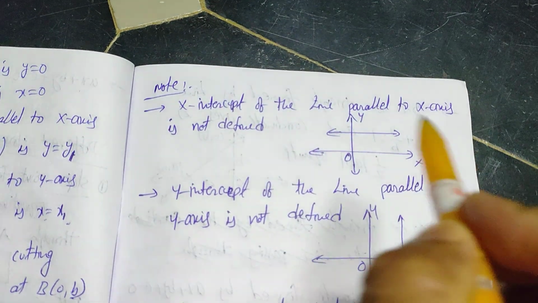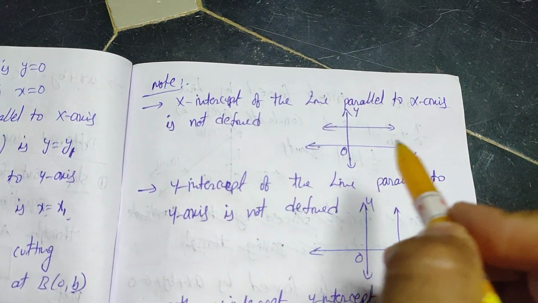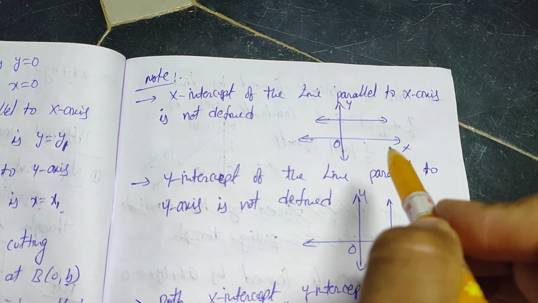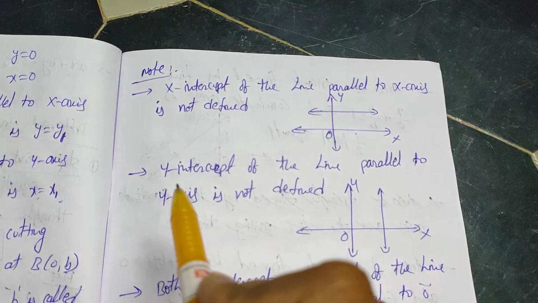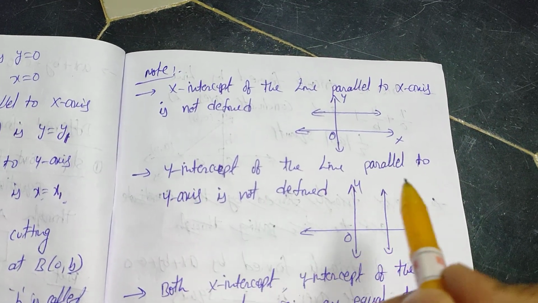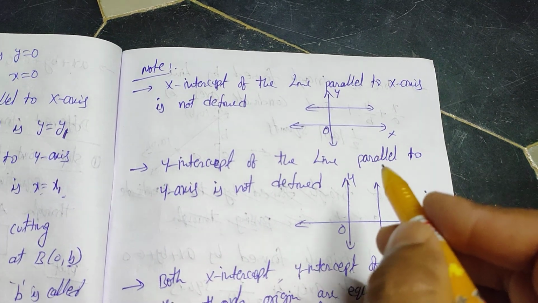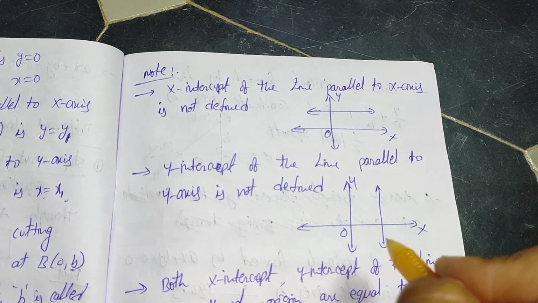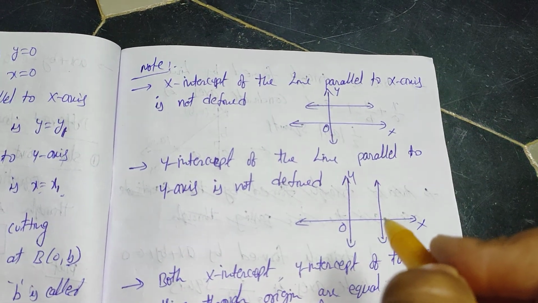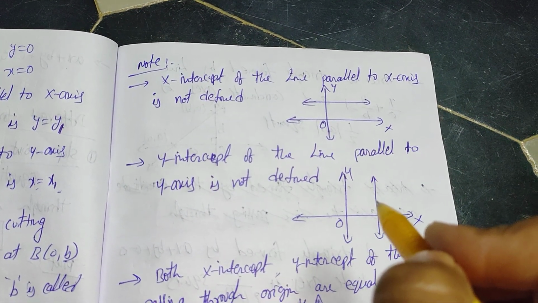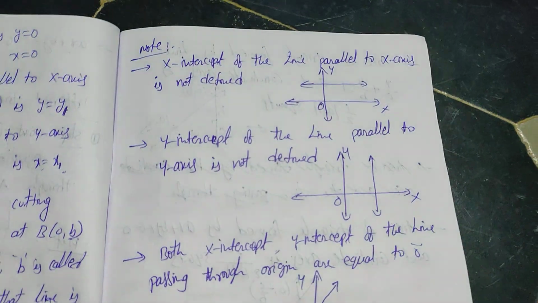The x-intercept of a line parallel to the x-axis is not defined, because any line parallel to the x-axis never intersects the x-axis. So the x-intercept is not defined. Similarly, the y-intercept of a line parallel to the y-axis is not defined, because a line parallel to the y-axis never intersects the y-axis. So there is no y-intercept.